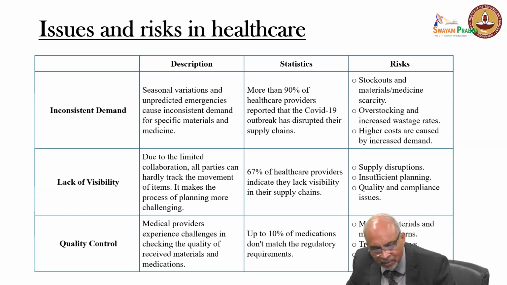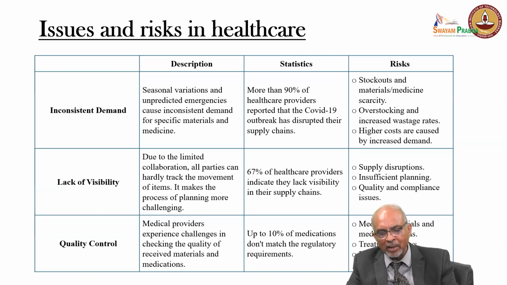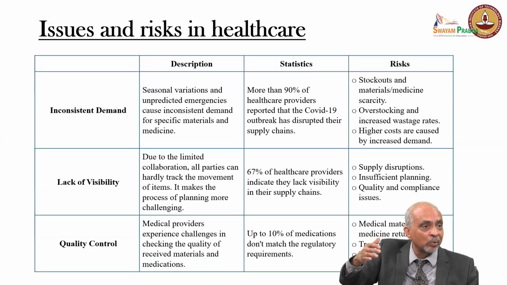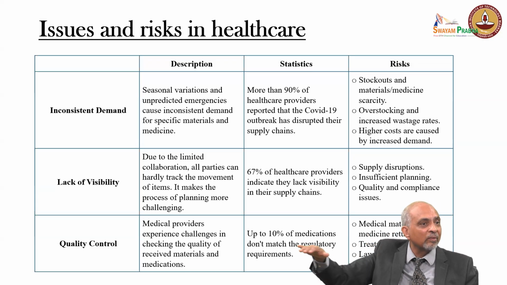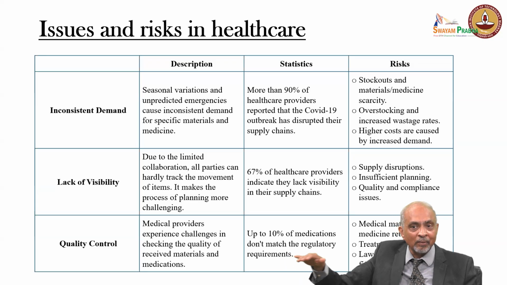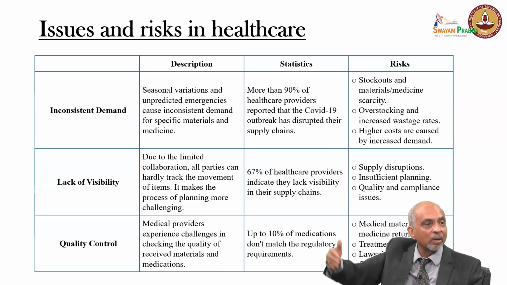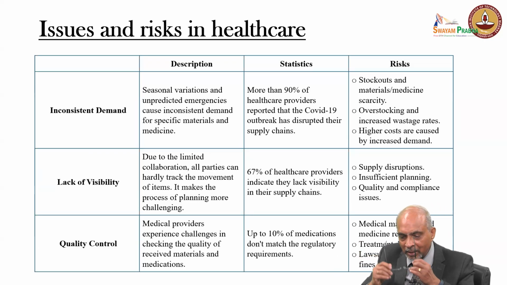What are the risks when you have something like inconsistent demand? Obviously, it's all inventory related. Stockouts and materials and medicine scarcity could happen, or overstocking. It could be that you forecasted a flu season and the flu season was relatively mild, so you didn't have to go through the extreme treatment procedures other than vaccinating people. So overstocking could have happened of the things that you predicted.